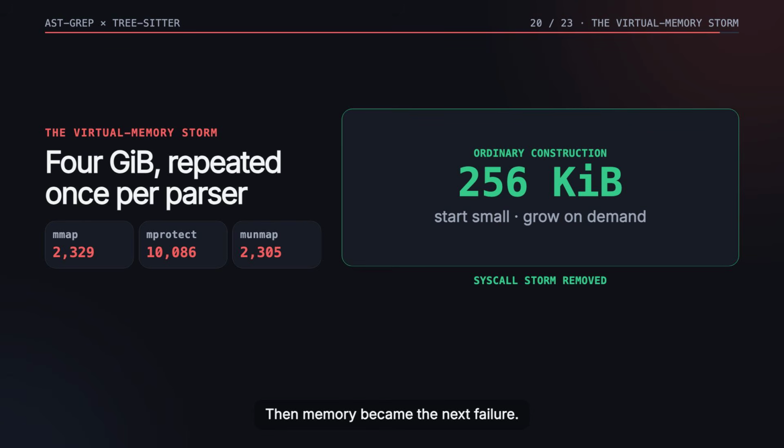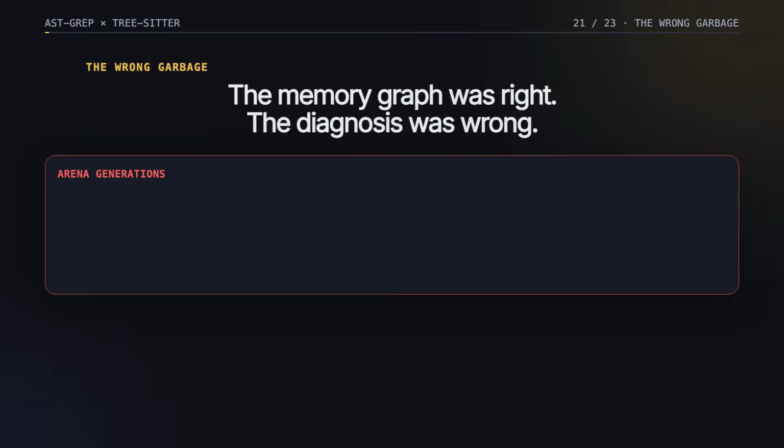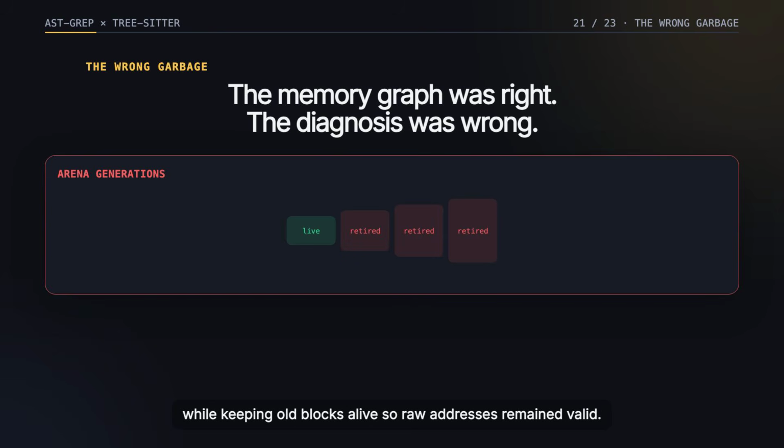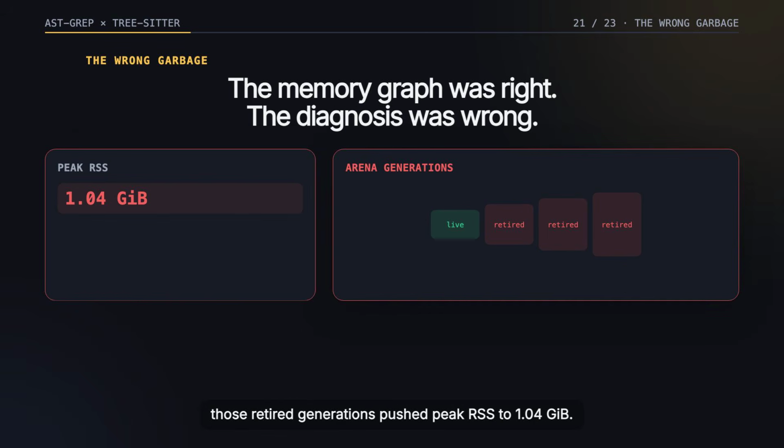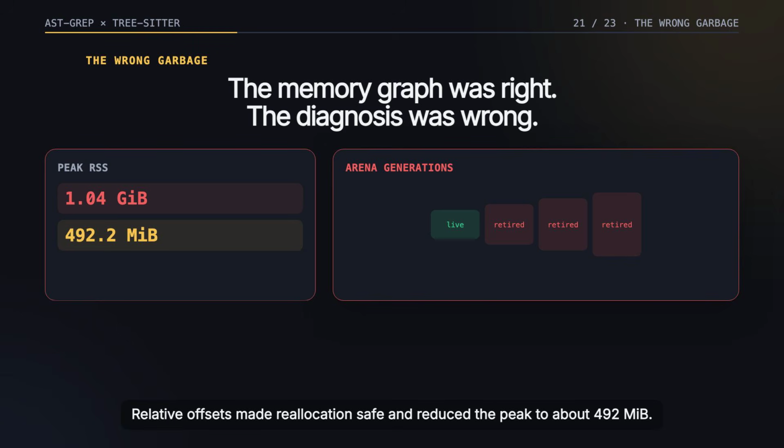Then memory became the next failure. Early arena growth copied live bytes into a larger block, while keeping old blocks alive so raw addresses remained valid. On the TypeScript stress corpus, those retired generations pushed peak RSS to 1.04 GB. Relative offsets made reallocation safe and reduced the peak to about 492 MB.